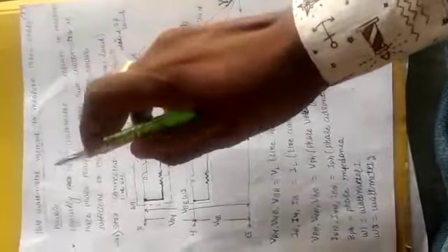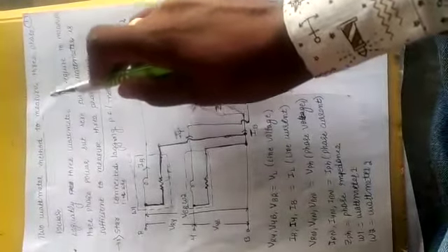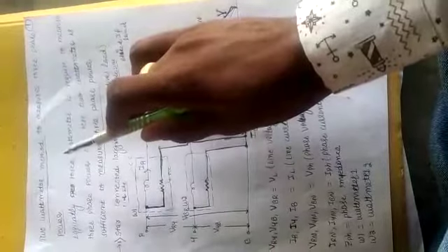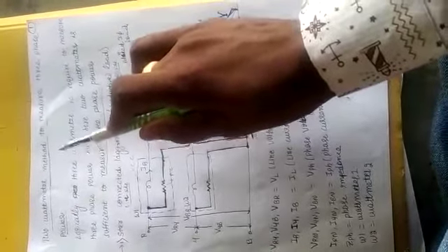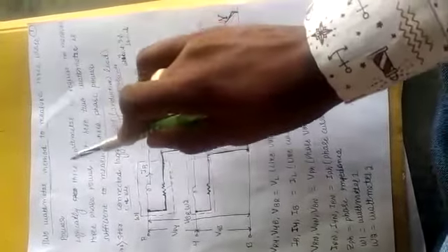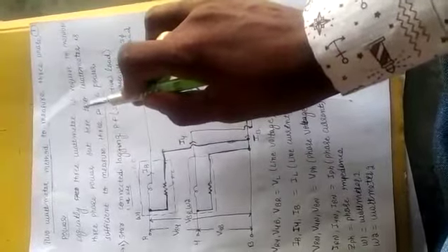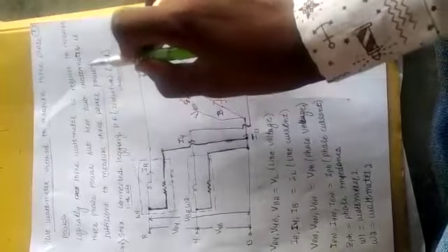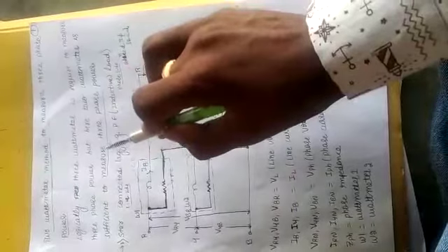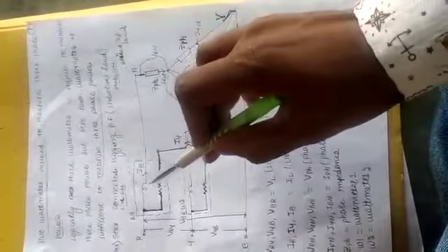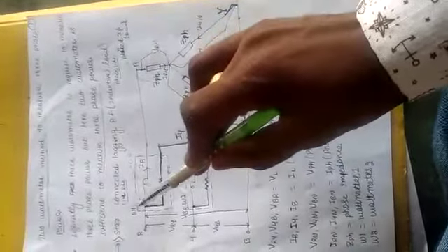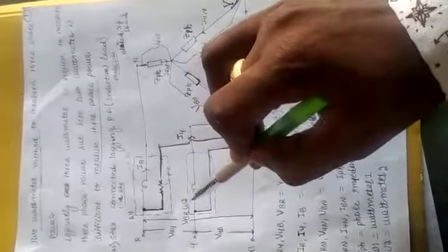In today's class, I am going to discuss the two wattmeter method to measure three-phase power. Logically, to measure three-phase power, you require three wattmeters. But here, two wattmeters are sufficient to measure the three-phase power. These are the two wattmeters I used, wattmeter 1 and wattmeter 2.